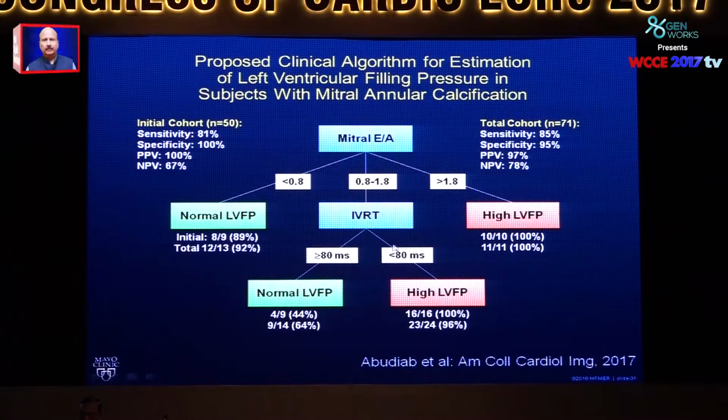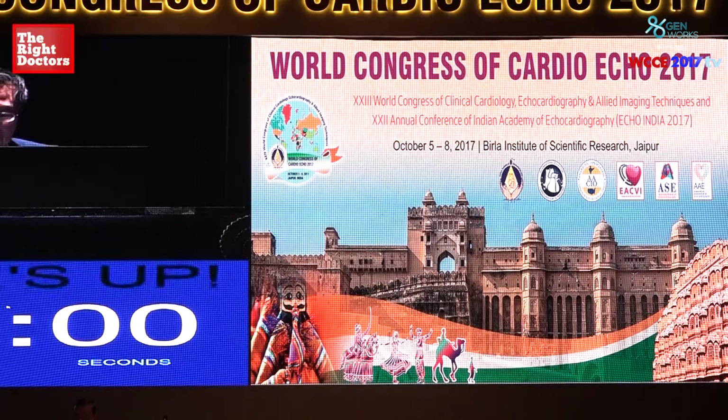And this is also a very nice diagram that was published from Bill Zoghbi's lab, that in patients with mitral annulus calcification, at least moderate degree, you don't go to the E over E prime. You go for the E over A ratio first, and then look at the ratio, and as we discussed, if it's between 0.8 and 1.8, as in this patient, you go to the IVRT, and then that will help you decide whether this patient has a normal filling pressure or high filling pressure. So I think I'm going to just stop here.